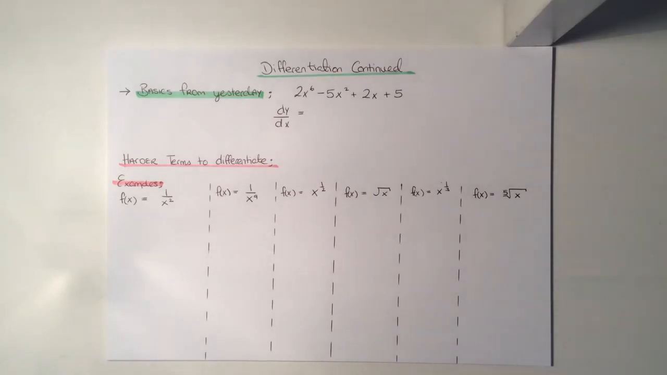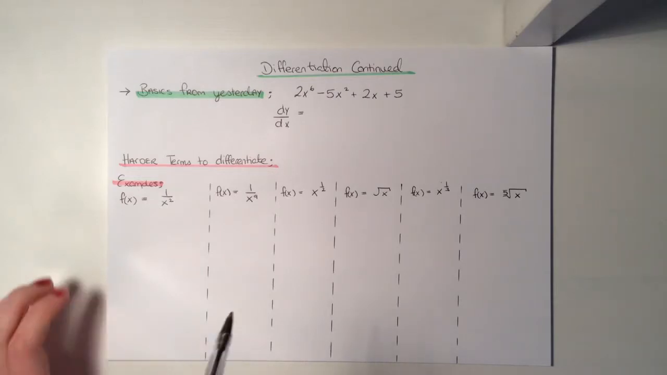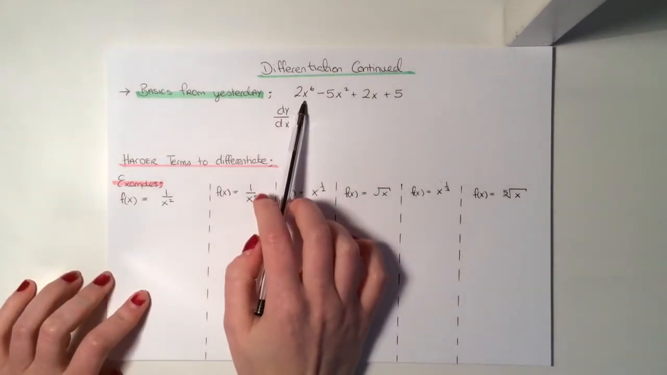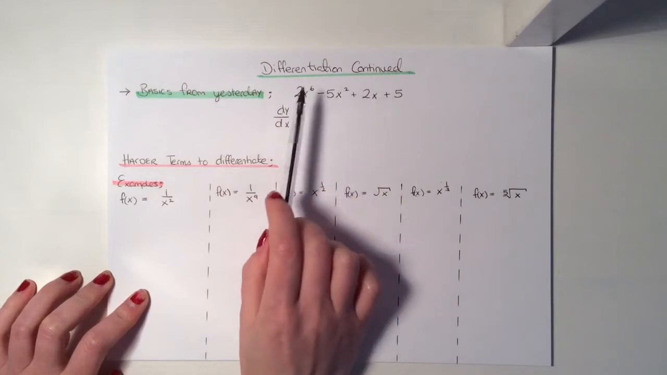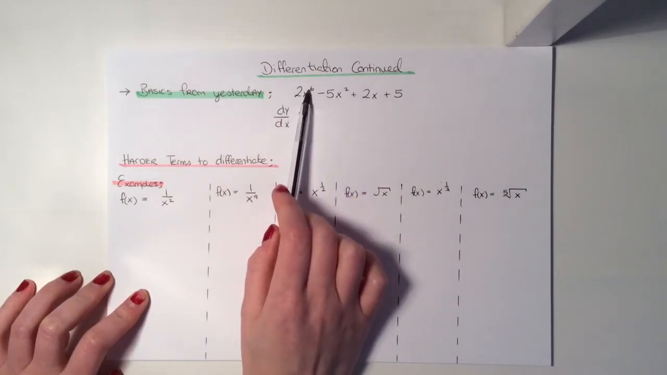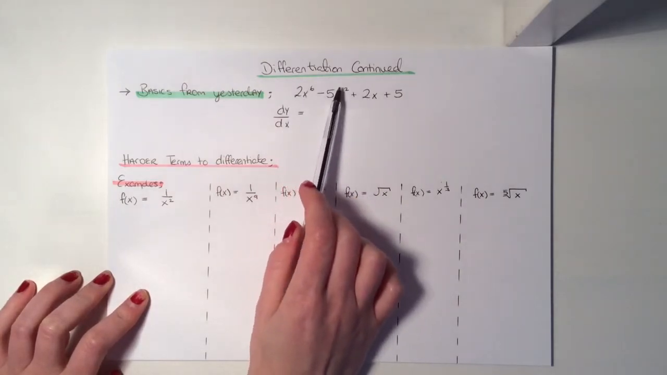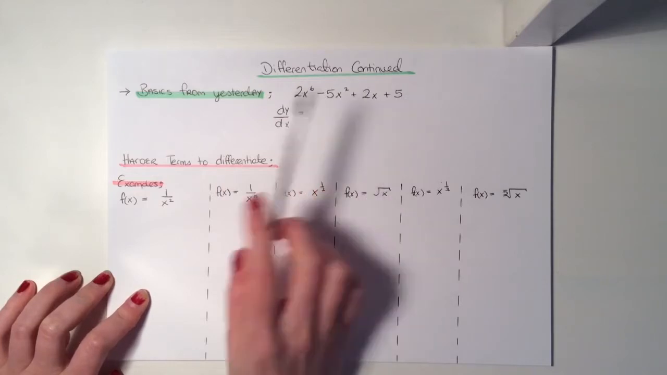Okay, so I hope you all got on okay with the differentiation yesterday. So before we move on to anything a little bit more advanced, we'll just recap on the differentiation we did yesterday. So yesterday we were differentiating terms like so. Okay, so we have 2x to the power of 6 minus 5x squared plus 2x plus 5.